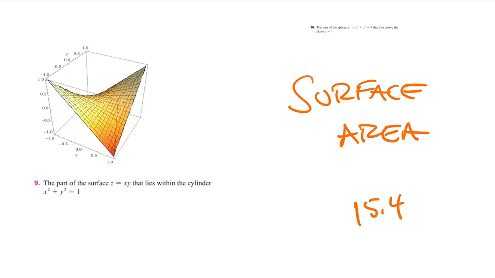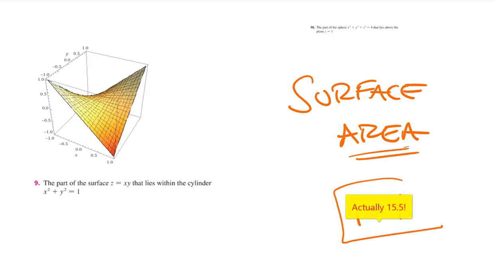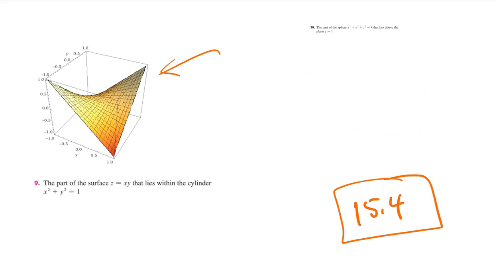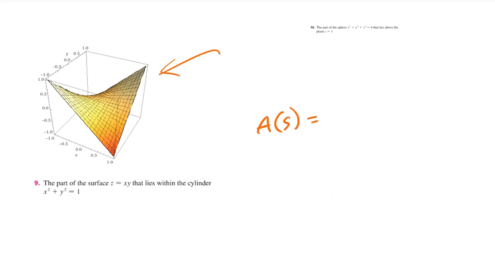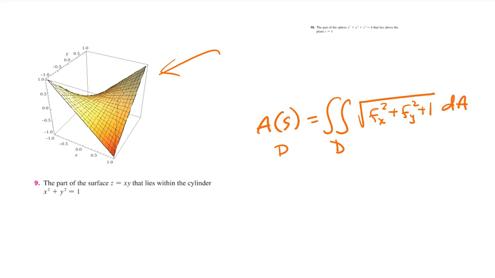So let's talk about surface area in section 15.4. What I want to do is find the area of surfaces above a certain domain. And I thought I would, instead of starting out with theory, start out with an example first. So in the book, they give you the area of a surface defined over a region D to be the square root of f sub x squared plus f sub y squared plus 1 dA over D.